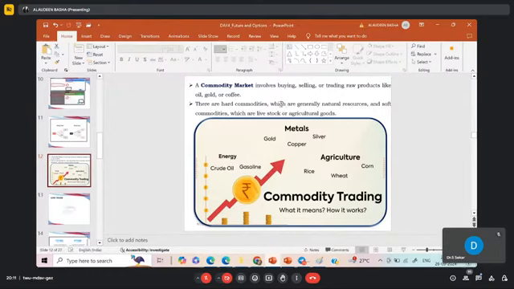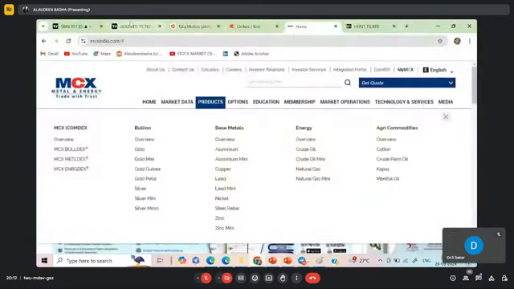As for the commodity market, as per Indian time, the market opens at 9:15 and closes at 11:30 p.m. The stock market always closes at 3:30, but the commodity market runs up to 11:30 p.m. So we'll move on to the live market.